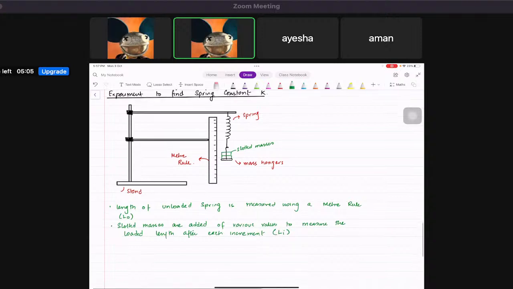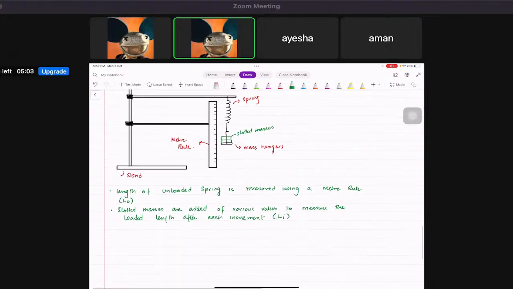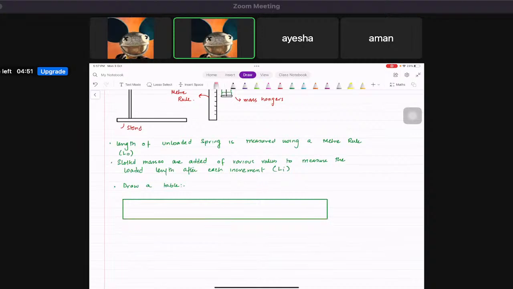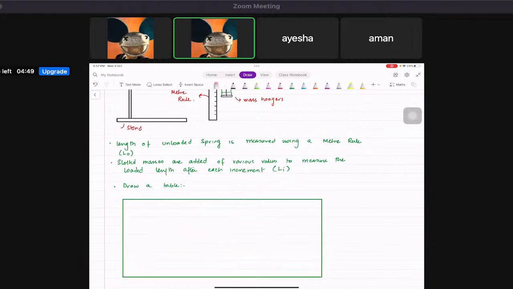Now then, what you're gonna do is you're gonna draw a table, and the table should look like this. I'm not putting any values, but let's just draw it like this. The minimum number of readings you generally want to take is 5 to 6. You should remember that.